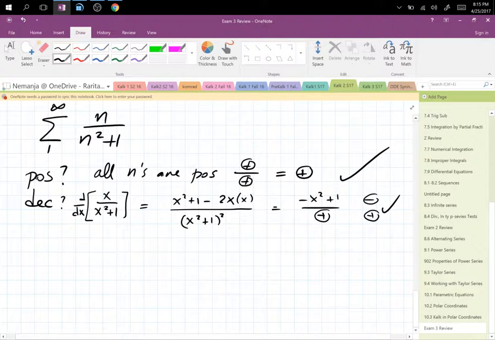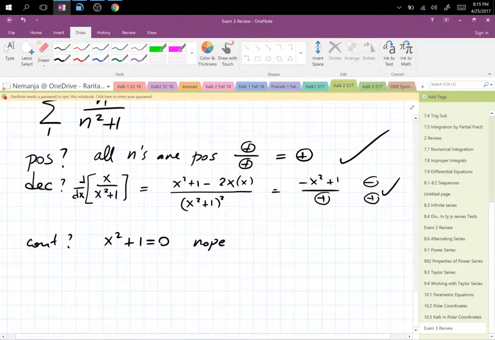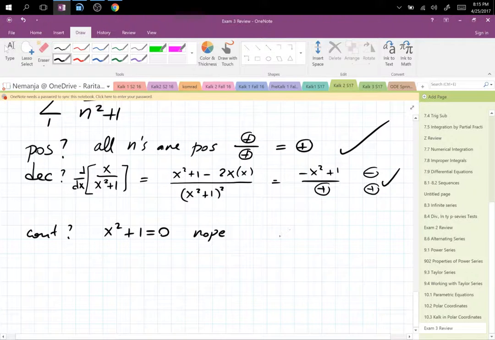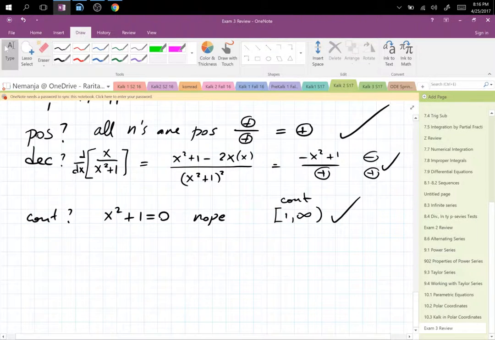And then the last one: positive, decreasing, and continuous. So can we make the denominator somehow equal to 0? Nope, right? The denominator cannot be equal to 0, because the values that make it 0 are complex. So great, it's continuous on 1 to infinity. Boom. Those are the three conditions. You will write paragraphs around this, obviously.